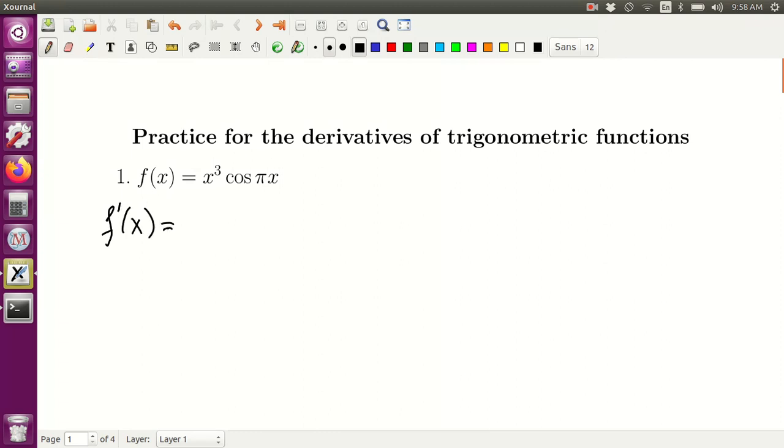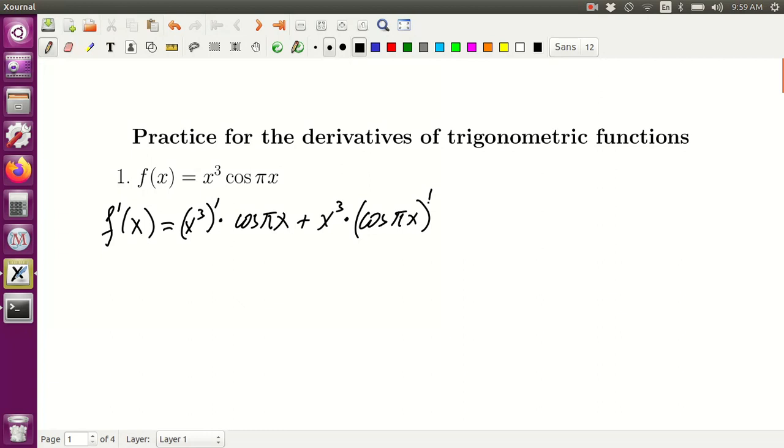Let's try to see which rule we can apply. If we read it aloud, we can hear that it says x cubed times cosine of pi x. So since we heard the word times, we would have to use the product rule. The product rule says take x cubed, calculate the derivative, multiply by the cosine of pi x plus x cubed times the derivative of cosine of pi x.